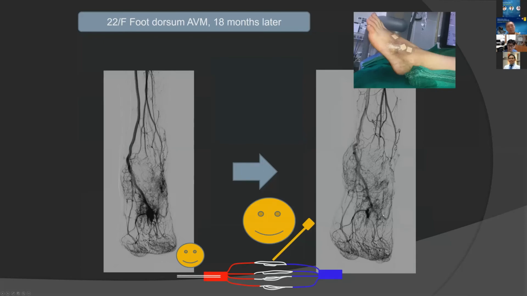This image shows the final angiography with markedly reduced vascular staining without any complication. So nowadays, even in type 3A AVM, we want to use the direct puncture technique rather than transarterial ethanol injection.